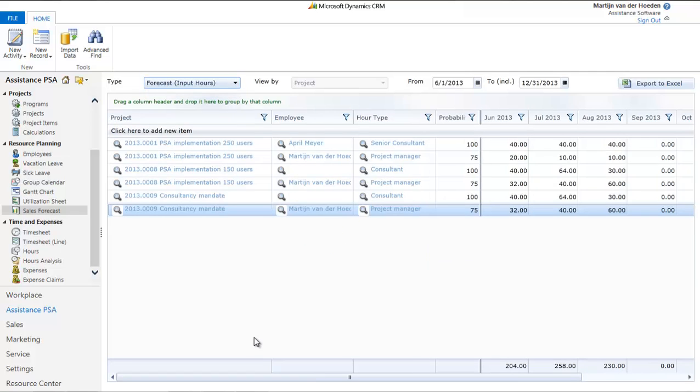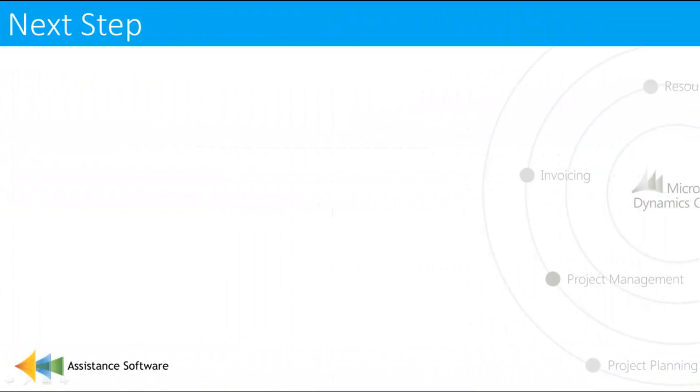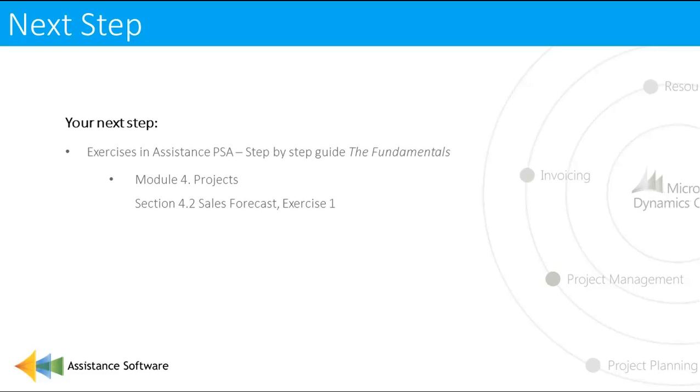You have created a sales forecast in a project and learned that you can also create one from your timesheet as well as from the resource planning module. Your next step is to go in Assistance PSA and execute the corresponding exercises of the step-by-step guide, The Fundamentals.